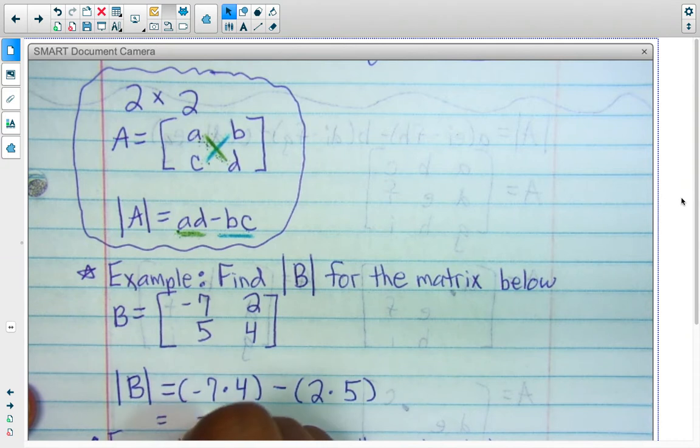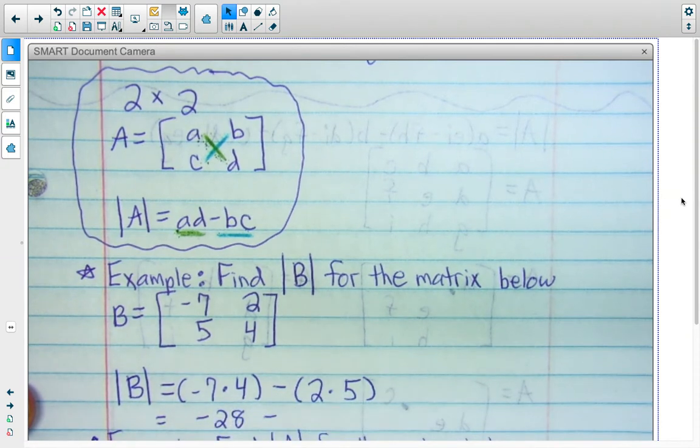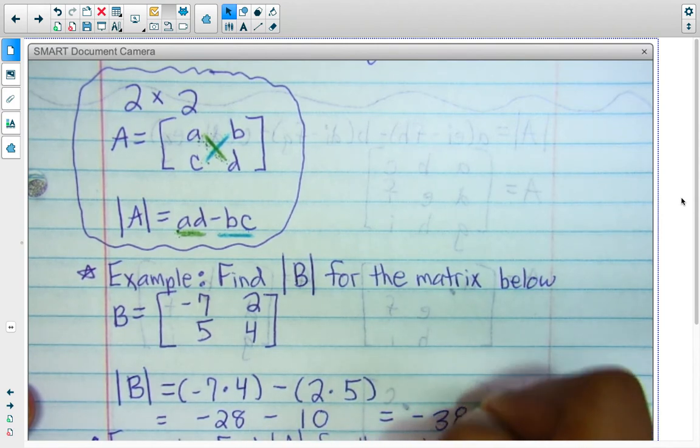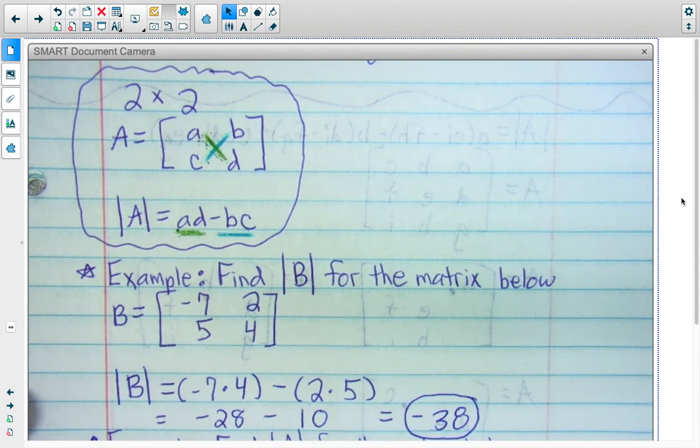So this is going to give me -28. This is going to give me 10. So my final answer is going to be -38. I did some mental math there, but you are more than welcome to type this into any kind of calculator. Just be careful with your parentheses and things like that and get the right answer.